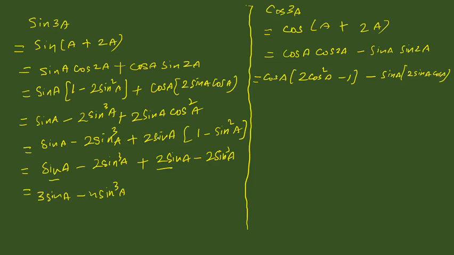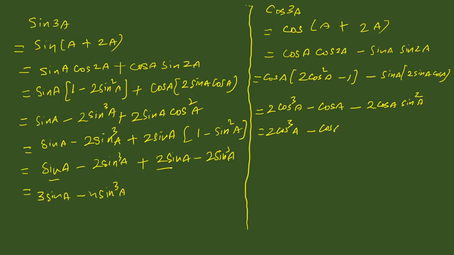I am writing in a little smaller font size. Next step we will increase. Now it will become 2 cos cube A minus cos A, minus 2 cos A multiplied by sine square A. In the previous step it was 2 sine A minus 2 sine cube A. Here it is 2 sine A into cos square A, and here 2 cos A into sine square A. A simple difference. If you try two or three times you will definitely get this formula.